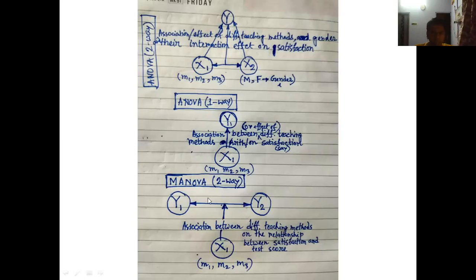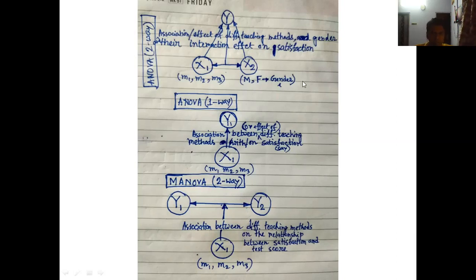In the case of two-way MANOVA, you can see that there are 2 dependent variables. And what are you testing? You are testing the association between x1, which is your independent variable, and the 2 dependent variables, y1 and y2. Your independent variable has 3 levels or 3 methods, M1, M2, M3, just the teaching methods. So you are testing the association between different teaching methods on the relationship between satisfaction, one dependent variable, and another dependent variable, test score. So this is the case of MANOVA.